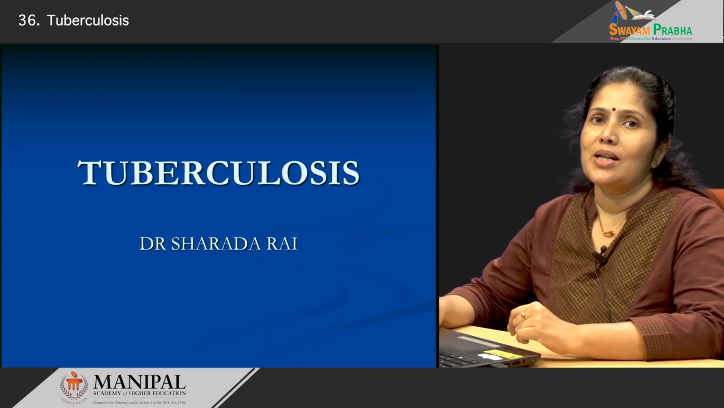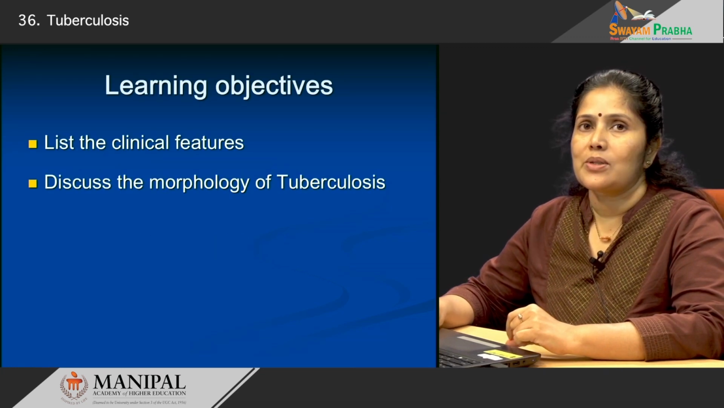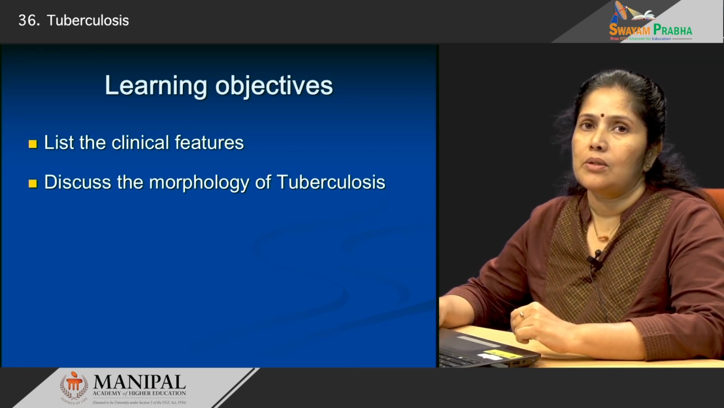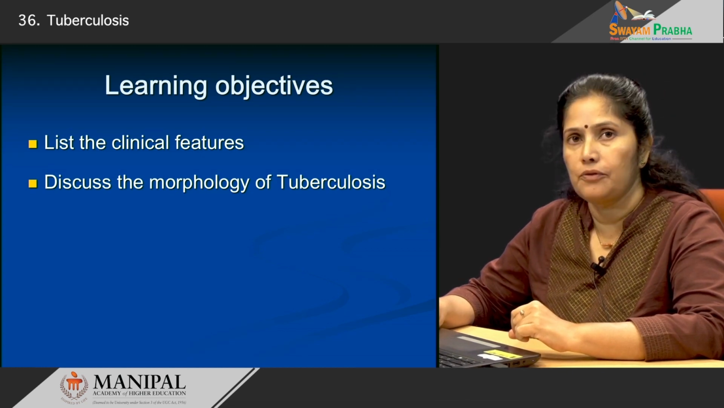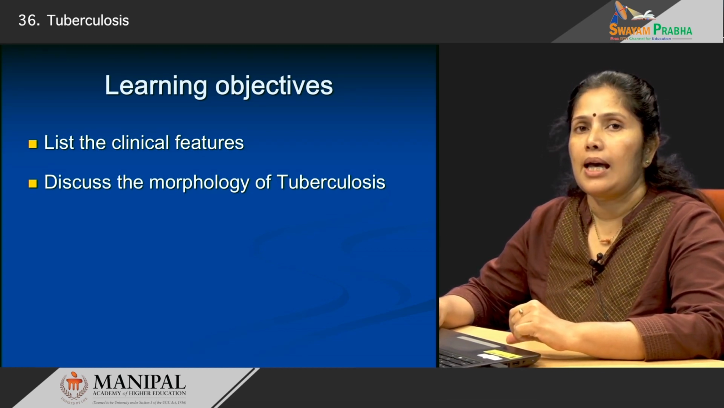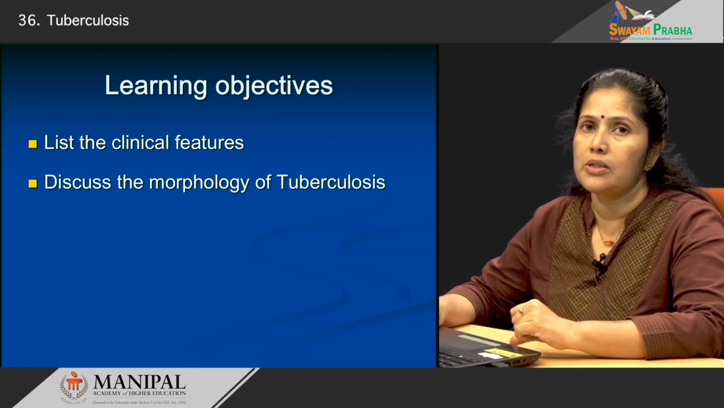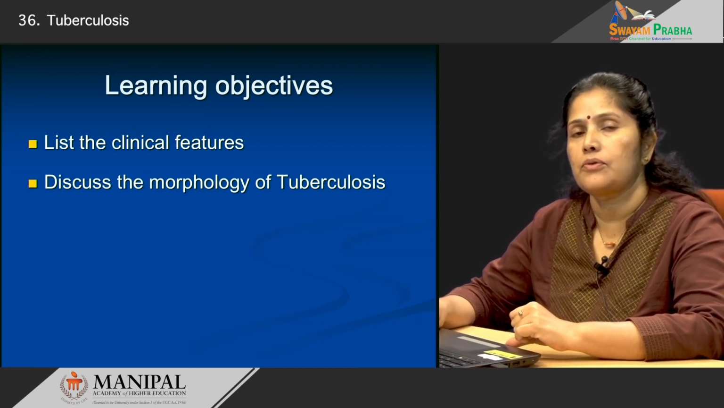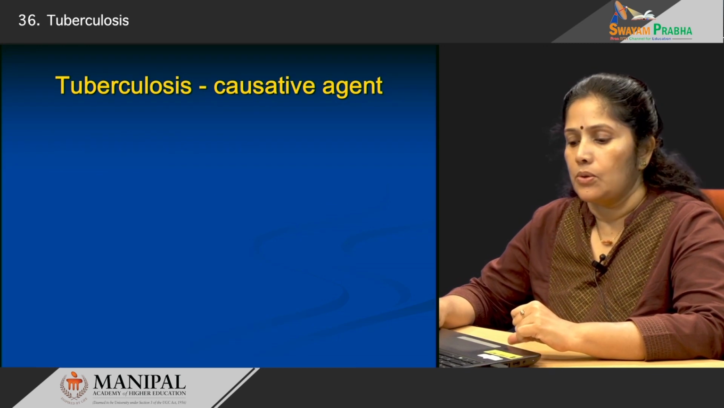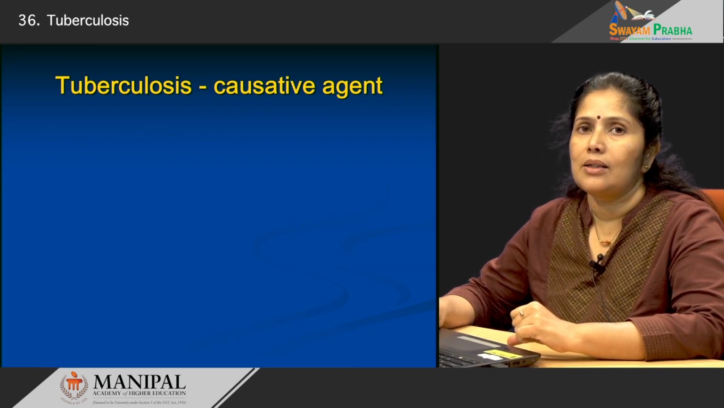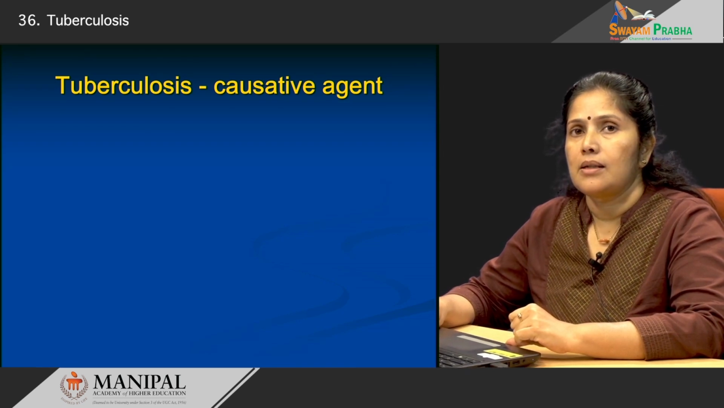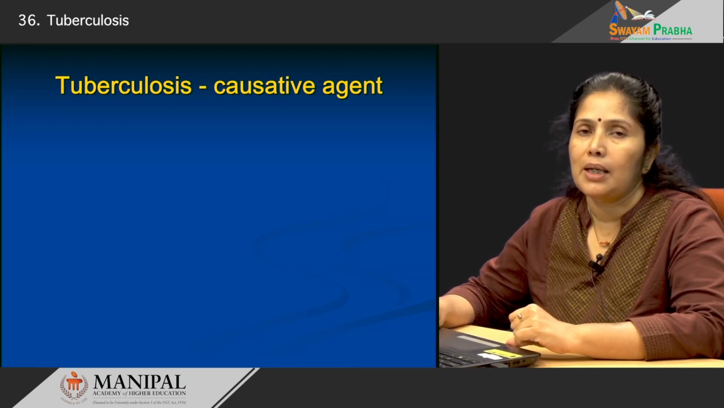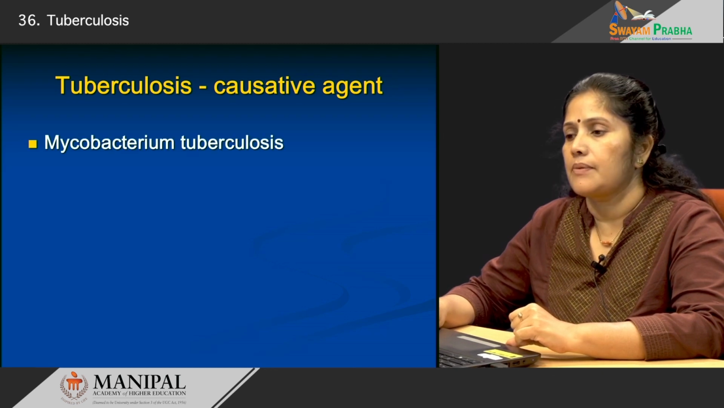Hello, today we will be discussing tuberculosis. What we will be learning about today is the clinical features of tuberculosis as well as the morphology of the different forms of tuberculosis. So, let us start by looking at the causative agent. What causes this deadly disease? As we all know, it is caused by Mycobacterium tuberculosis.